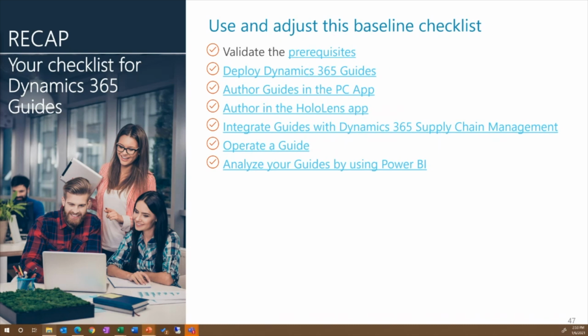If required, at this point, you can start integrating those guides with Dynamics 365 Supply Chain Management. So that's where we can link those guides into resources, bill of materials, the asset management, checklists, and so on. And then you can start operating the guides from the HoloLens out in your facilities. And then the last item here on the checklist is analyzing your guides. It's important to make sure that you're checking the effectiveness of your guides and where you might be able to make process improvements.